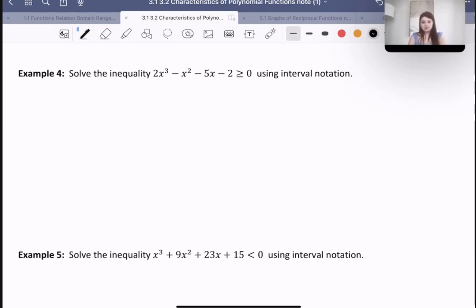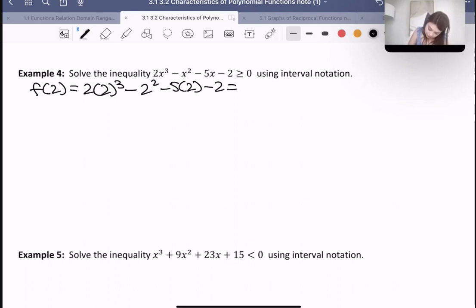So let's see, if I plug in 1, will that work to get us a 0 remainder? No, that won't work. What about if it's 2? Well, I don't think that'll work. No, maybe it will. Actually, I think it will. Let's try it. What is f of 2? That's going to be 2 times 2 cubed minus 2 squared minus 5 times 2 minus 2, which is equal to 16 minus 4 minus 10 minus 2, which is just 16 minus 16, which is 0. So therefore, x minus 2 is a factor.